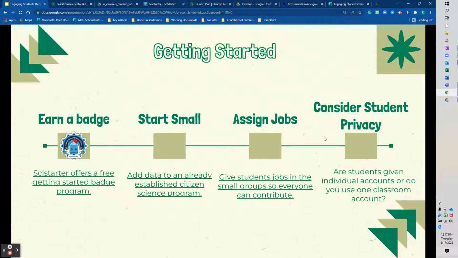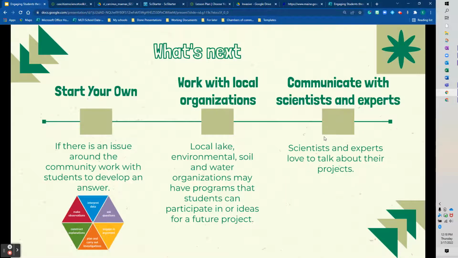But it is something really important to consider, is student privacy. So how you set that up is really dependent upon the school that you work in. But just keep that in mind because that was really important. So then you've started it, you've done it, you're like, whew, that was really fun. I really liked it. The kids really liked it. It's so authentic. What can I do next?